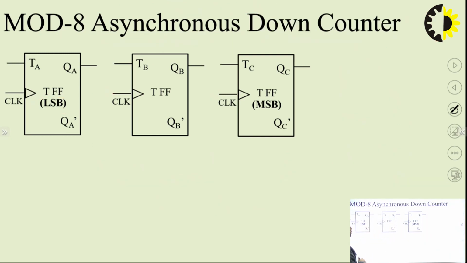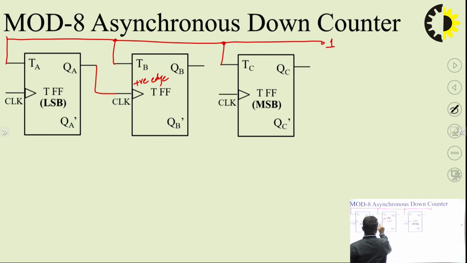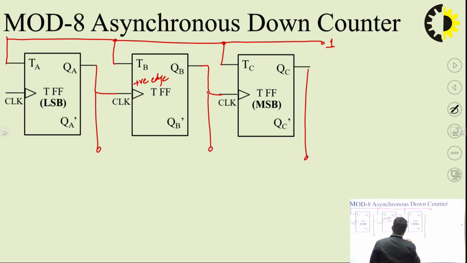Similarly, mode 8 asynchronous down counter. So you can see that I have changed this negative edge. Now this is positive edge, and the rest of the connections are very much the same. So all T inputs are connected to a common point and further connected to 1. Output of the flip-flop is connected to the clocks. So this completes the clock connections. All outputs are taken for the display. So here my count will be displayed.